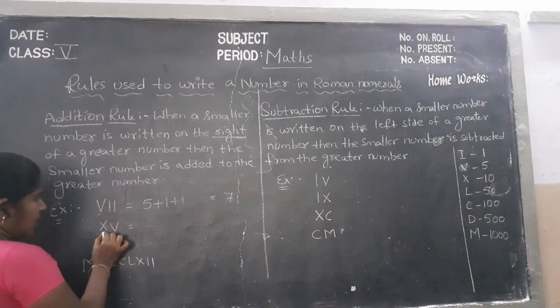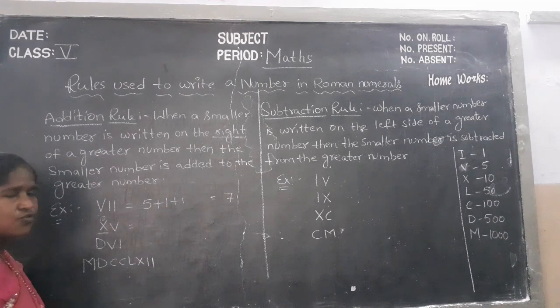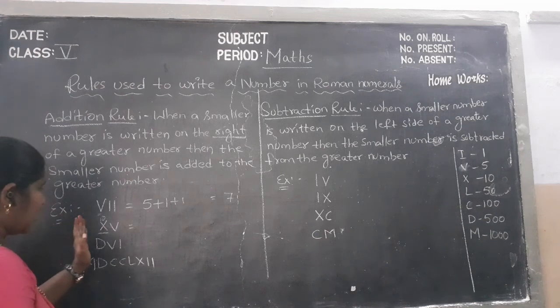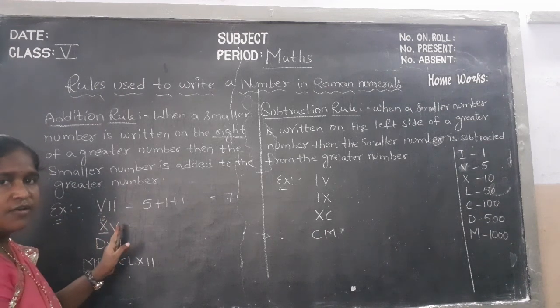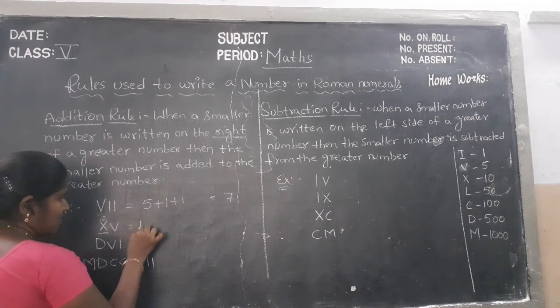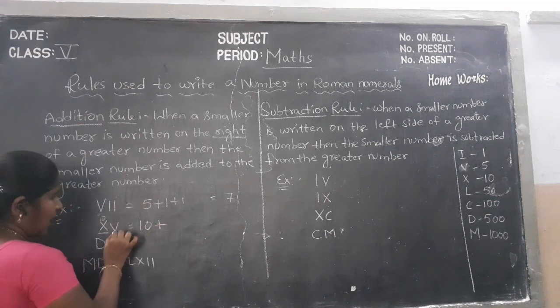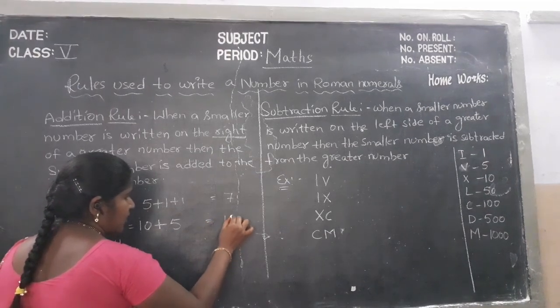Next, children, here we have X, which means 10, and V means 5. X is the greater number, and for the greater number we have V on the right side only, so that means addition. X means 10, and on the right side we add 5. V means 5. That is equal to 15.